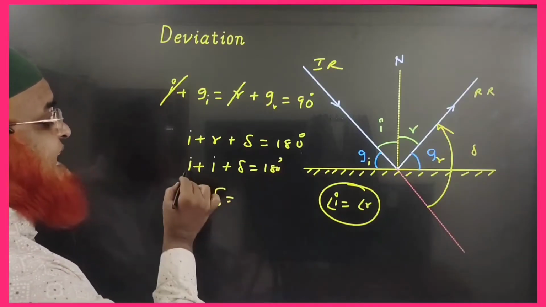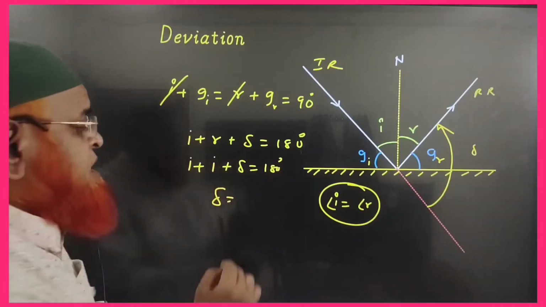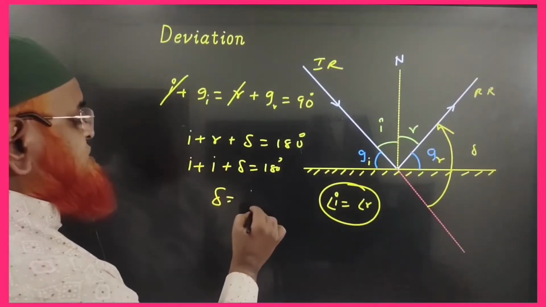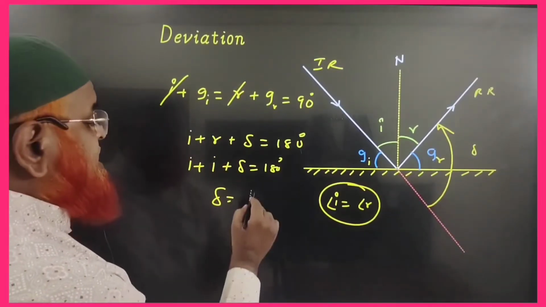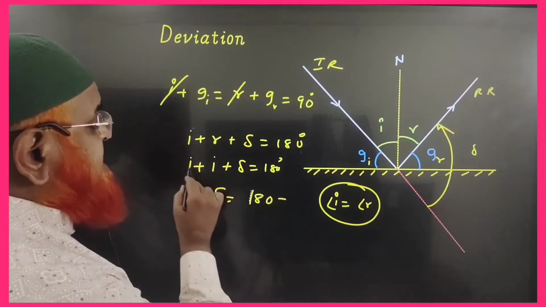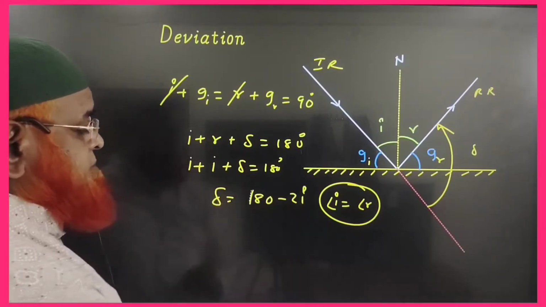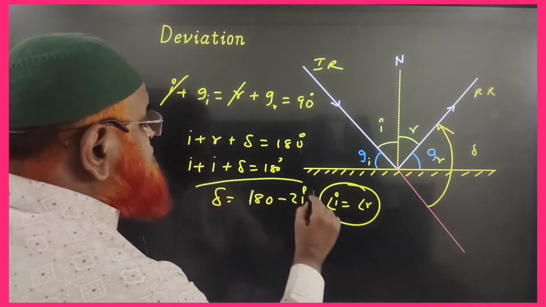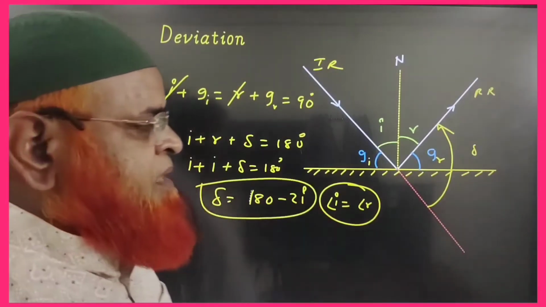I plus I is nothing but 2I. Therefore, we can write delta as 180 minus 2I. Delta is equal to 180 minus 2I. This is going to be the deviation.